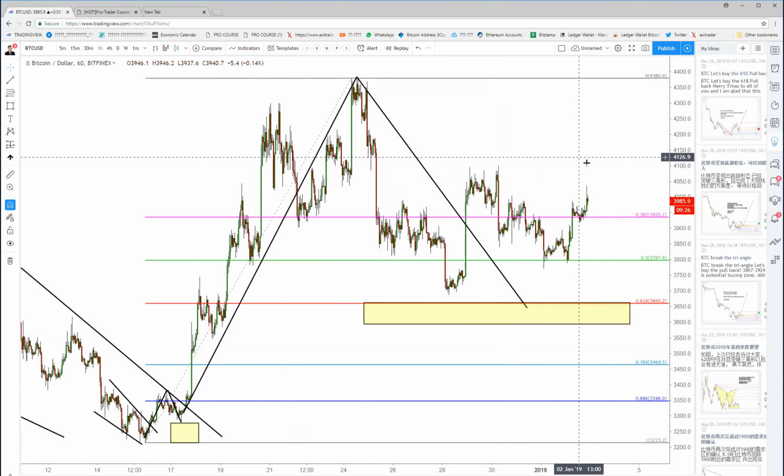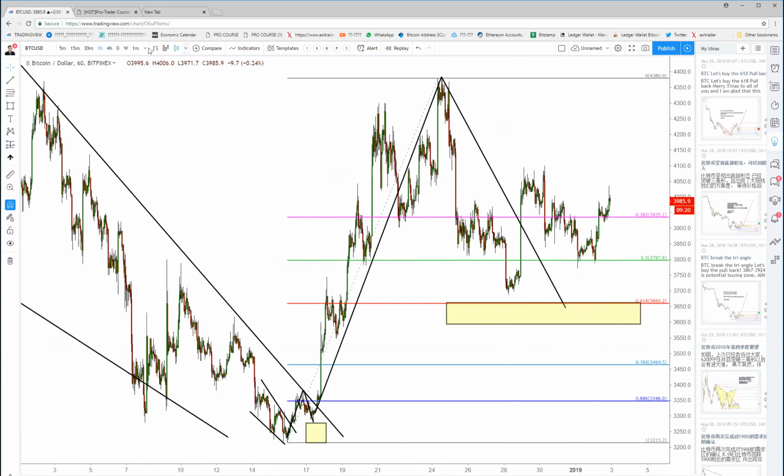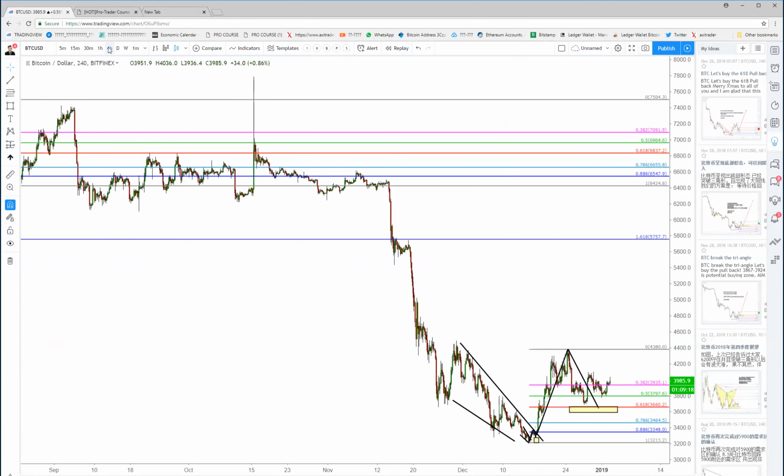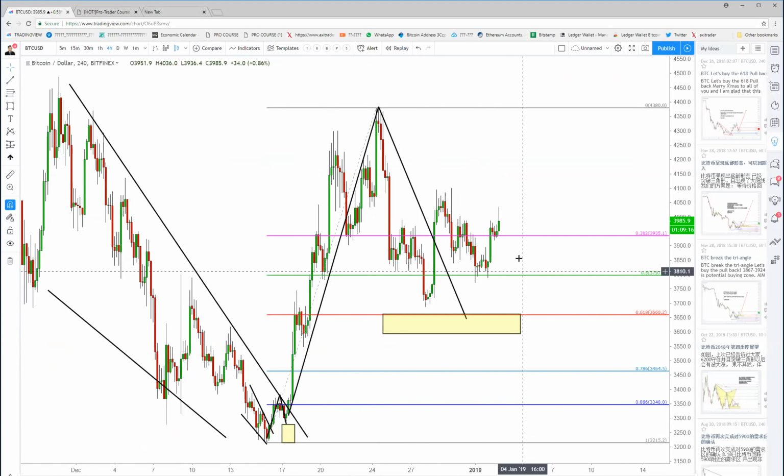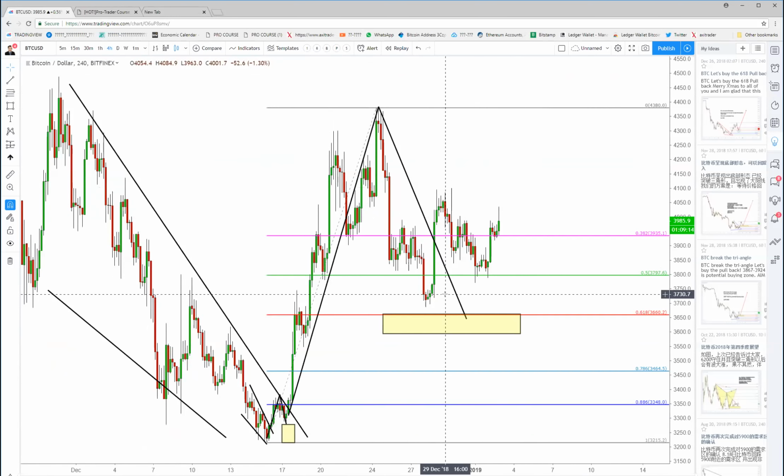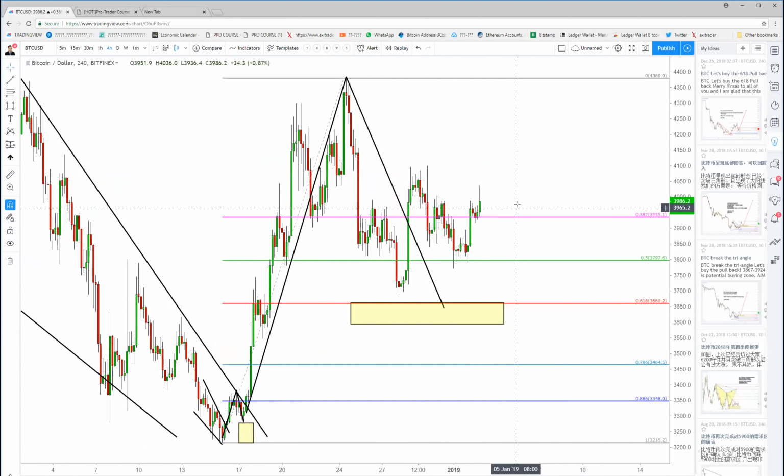Wow, you're not excited. Wow, BTC 3,660. Get ready to buy. Come on. Be excited when we see your patterns. Get excited, because this is what you should do. This is your bread and butter.